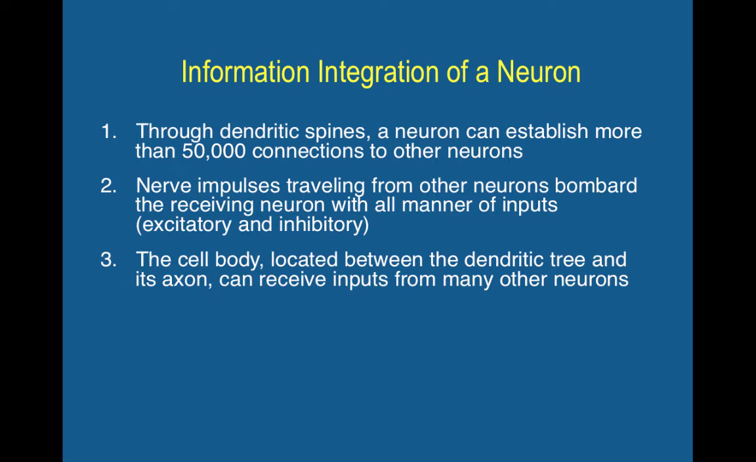The cell body, which is located between the dendritic tree and the axon, can receive inputs from other neurons as well. So it's not just incoming from the branches, you can have input at the cell body. The inputs that are received from these other neurons can be either excitatory or inhibitory.